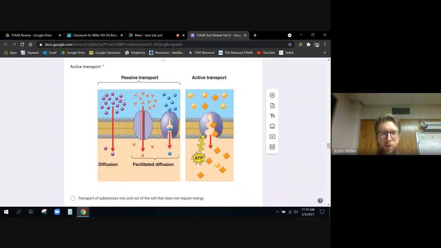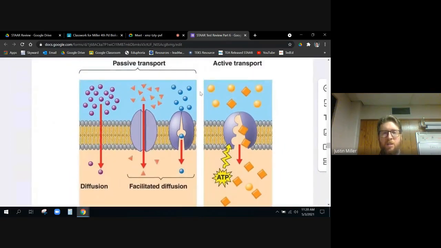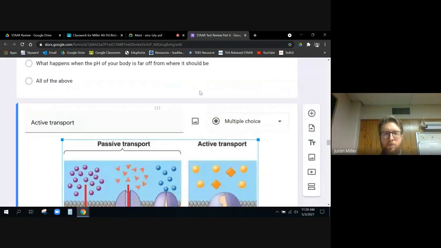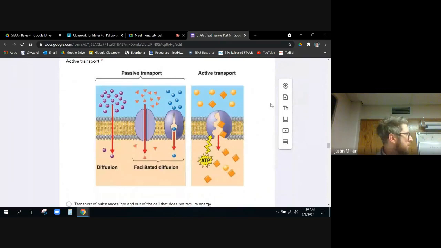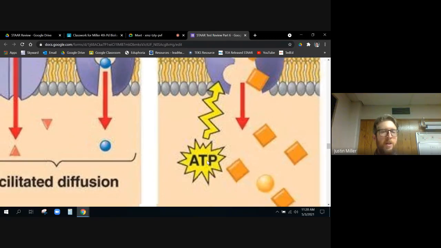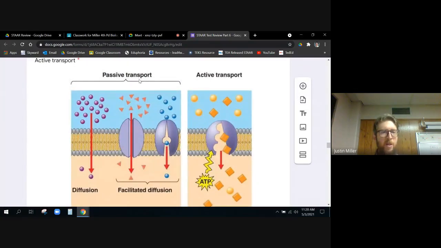Okay, active transport. Which one of these is active transport? Well, it's labeled active transport on the right, passive transport on the left. What's the difference? Do you guys remember the thing to look out for when you're trying to see if it's active or passive transport? What's the dead giveaway that something is active transport? There's a certain three-letter molecule, yes, ATP. You see this ATP right here? What is ATP? It's energy, right? It's the same thing as energy. So when you see ATP, you're looking at energy. If there's energy involved, that means it's active transport. If there's no energy involved, that means it's passive transport.